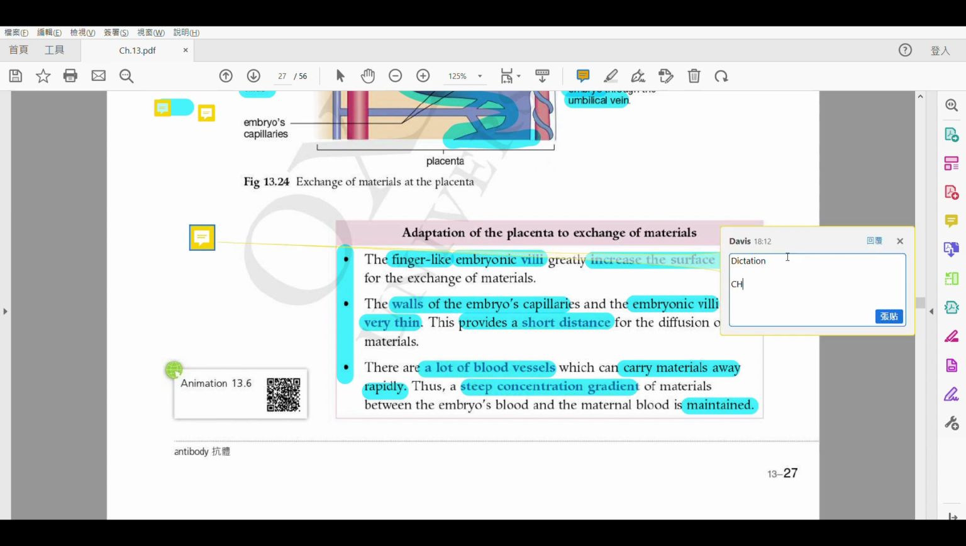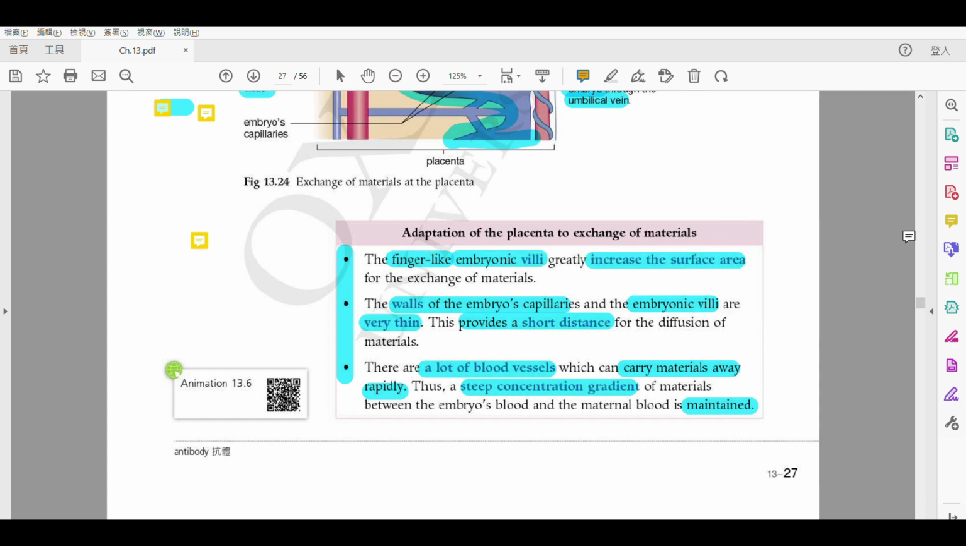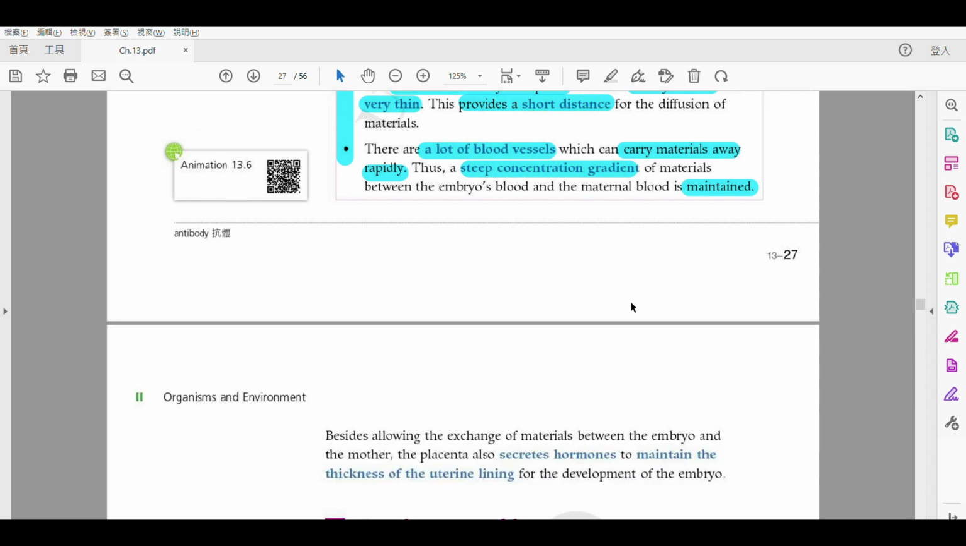So these 3 points are actually taught already in your chapter 7. Chapter 7. Okay, when we talk about gas exchange, this time it's not about gas exchange, we are only changing it to material exchange. But the concept is the same. 嗰個概念個內容係一樣嘅，都會係 increase surface area 啦，都會係一個嘅 thin wall 啦，從而 provide 個 short distance 啦，都會係 a lot of blood vessels，從而去 maintain steep concentration gradients 嘅。Alright, so that's all. This will also be dictated.